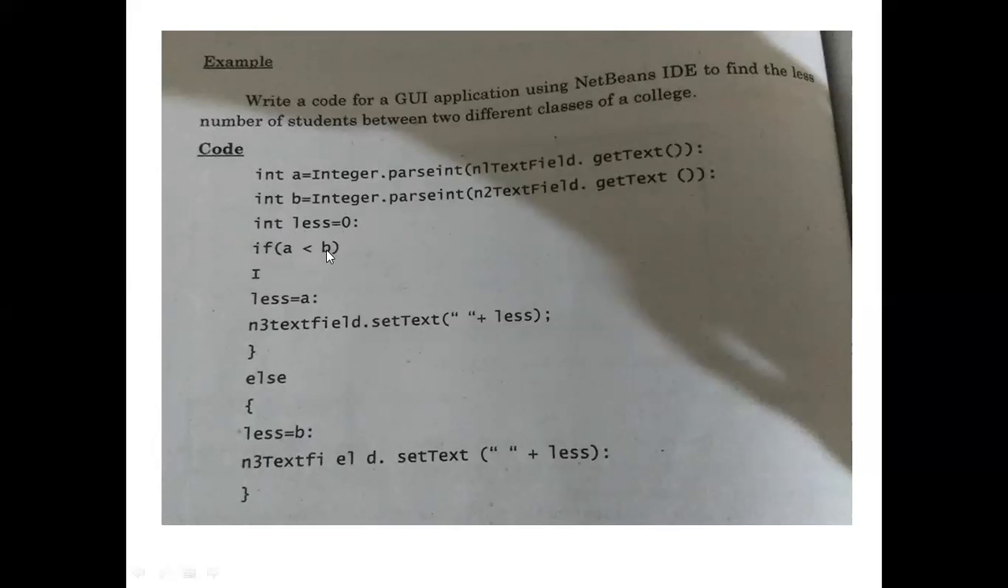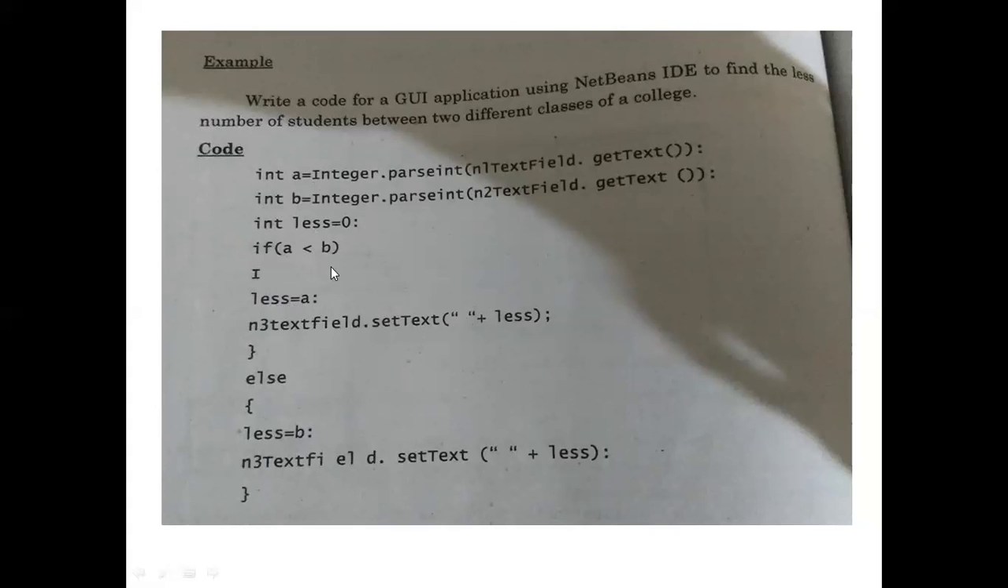So if A is less than B, if it returns true, then only the body of the if statement will execute. less equal to A. Then N3 text field dot set text plus less, else. So if this expression returns false, then the else part will be executed. So here if A is less than B, if it is true, then less में A का डाटा स्टोर हो जाएगा. ओके, और set text में N3 text field dot set text plus less, मतलब हम लोग यहाँ पे एक प्रोग्राम करेंगे, less number of students को डिस्प्ले करेंगे.